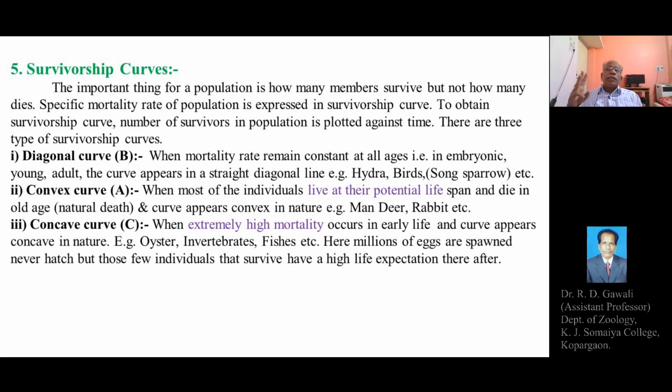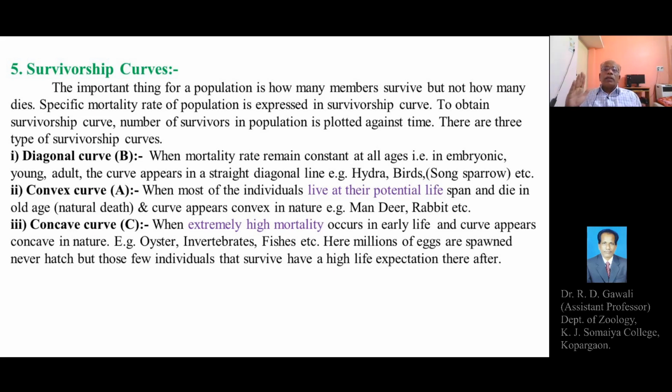There is a possibility of evidence of three types of survivorship curves, and they are the diagonal curve, convex curve, and concave curve. Diagonal curve means a straight line curve.